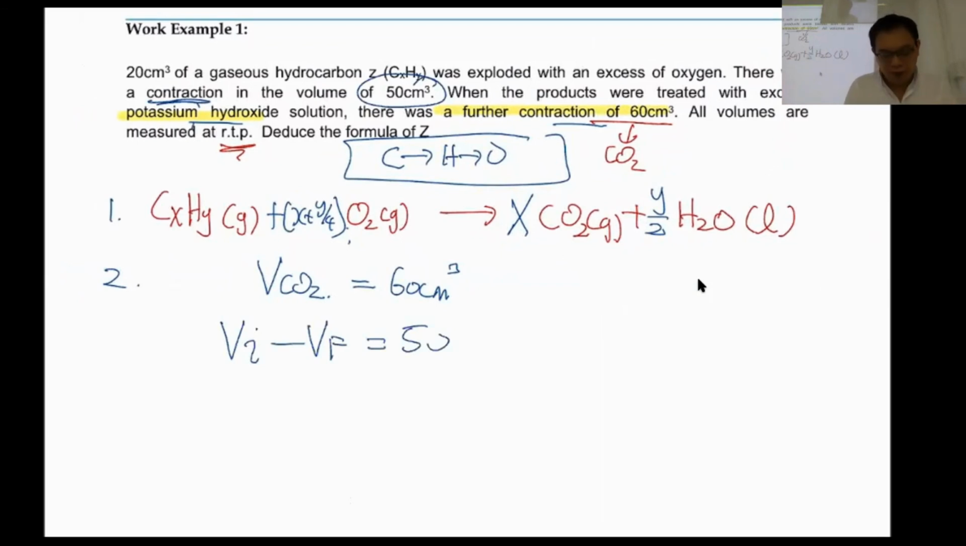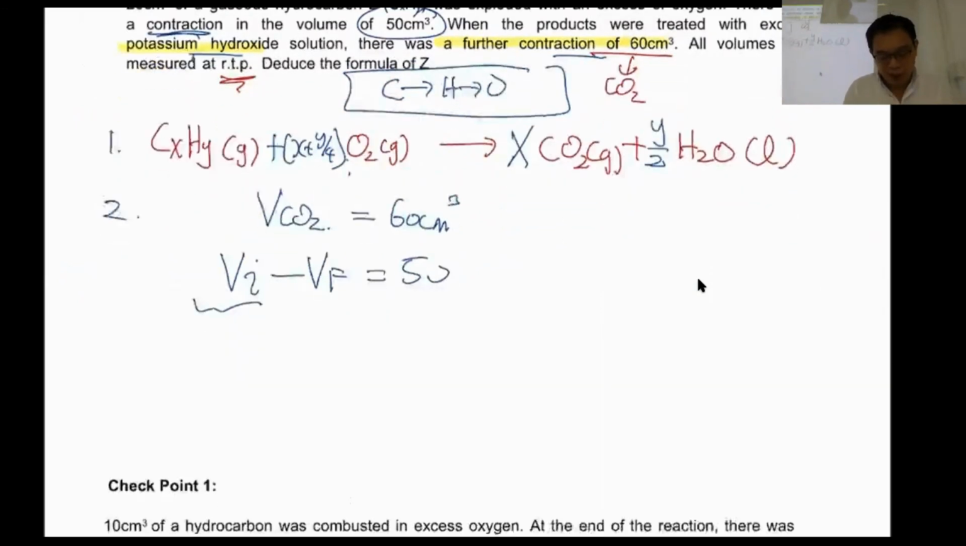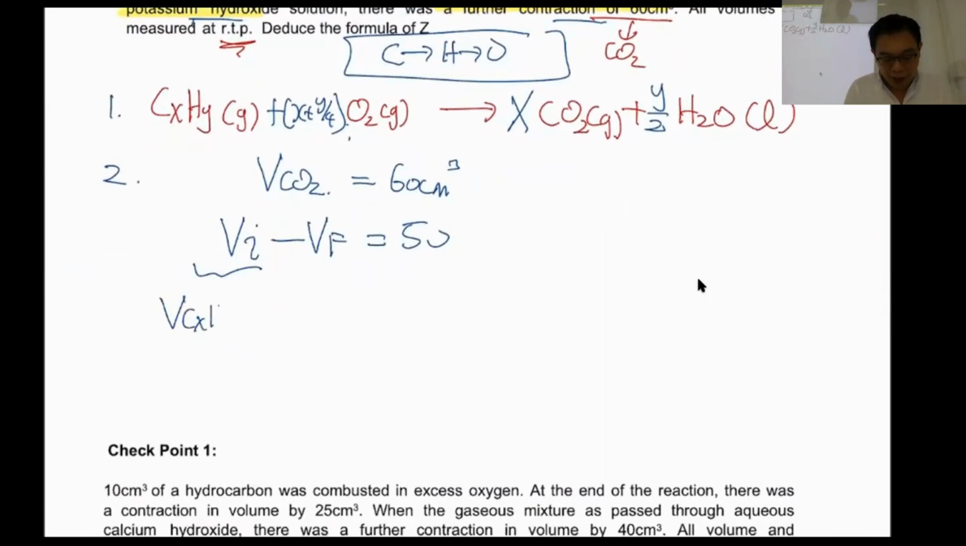So what is the volume of the initial? Volume of initial is volume of hydrocarbon plus volume of oxygen, because that is your initial gases. So for the volume of your oxygen, I need to classify. Got 2 types here.